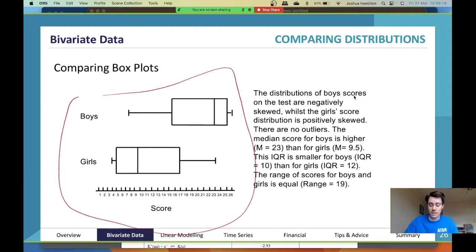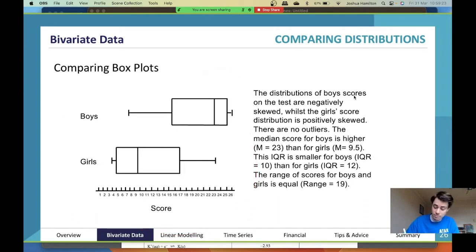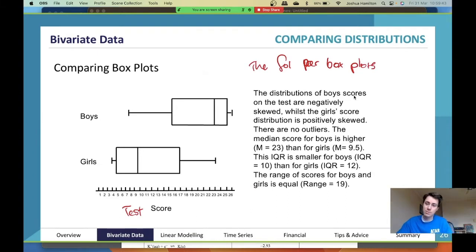So here is a set of box plots. You've got a score. Let's just say this is a test score, and you've got boys and girls, and we'll say this is in a class. So I think what's really important here is you need to say at the start, the following, I'm just going to write the following box plots, so parallel box plots. You're obviously not going to shorthand it like this, but I'm just shorthanding it for the sake of time.